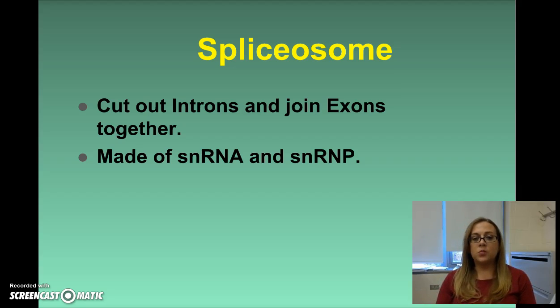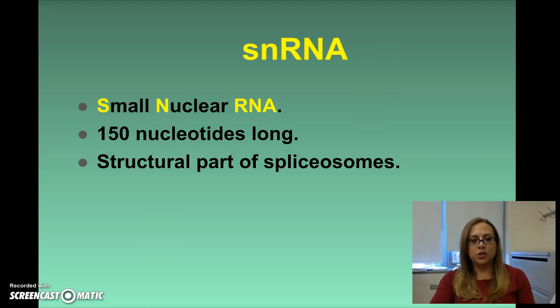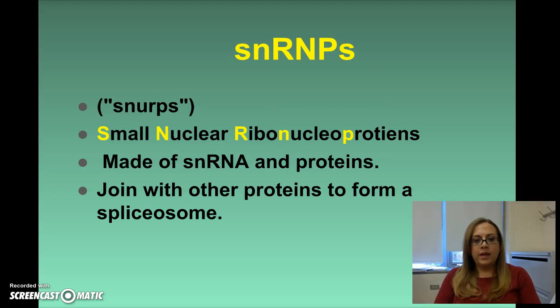And we use something called a spliceosome. And this is going to be made of snRNA and snRNPs, or SNRPs, okay? So snRNA is small nuclear RNA. It's about 150 nucleotides long, and it's a structural part of the spliceosome. And then the snRNPs or SNRPs are small nuclear ribonucleoproteins. Okay, I know it's a mouthful. And these are made of snRNA and proteins. And so they join with other proteins to form a spliceosome.